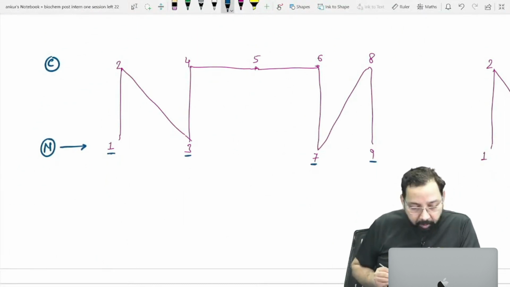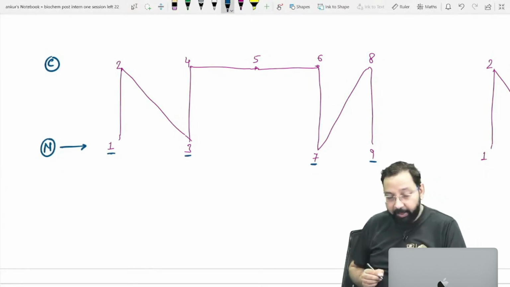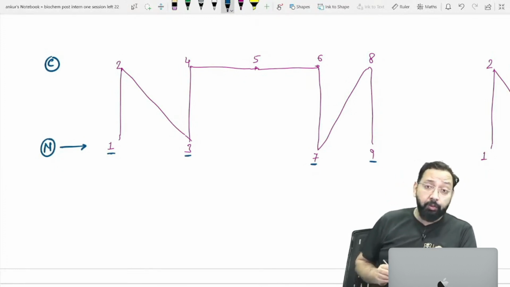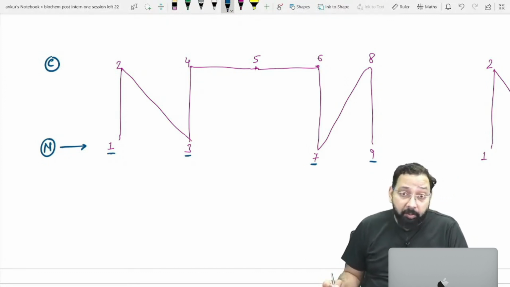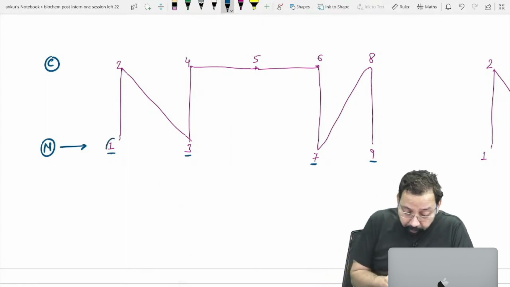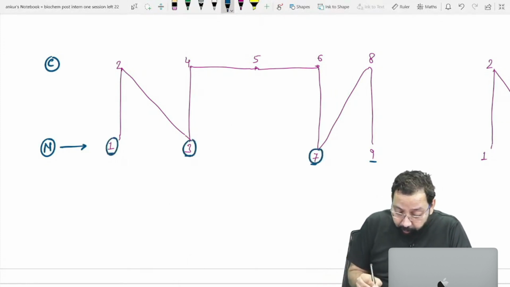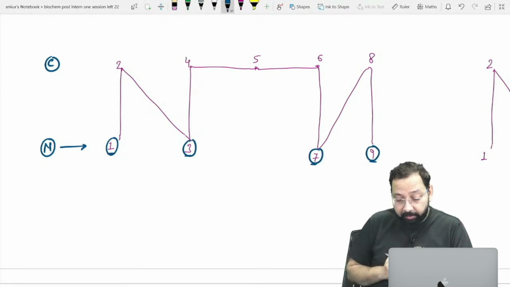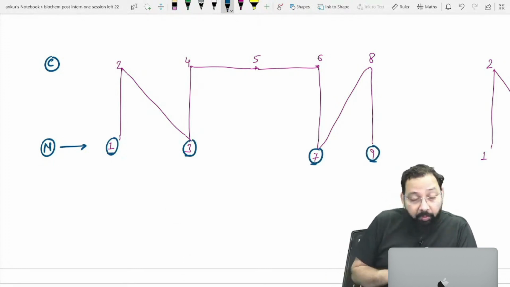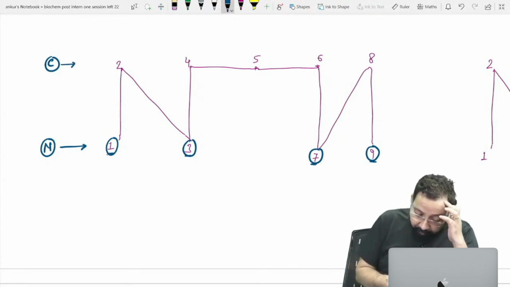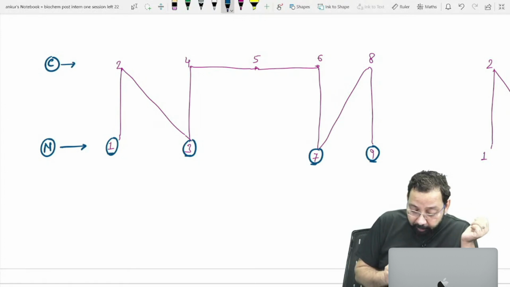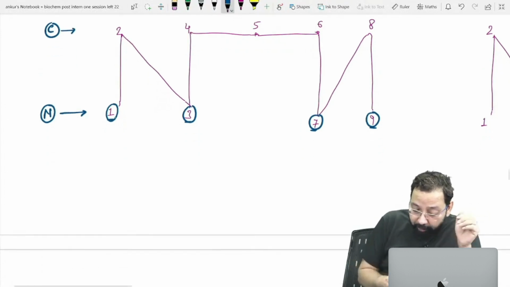I made this mnemonic a long time back, so this question is not new. I made this mnemonic around 10 years ago. These questions have been asked in our exam many times. The lower are nitrogen, the upper are carbon. Now you can say: नीचे वाले nitrogen, ऊपर वाले carbon. Nitrogen at position 1, 3, 7, 9.